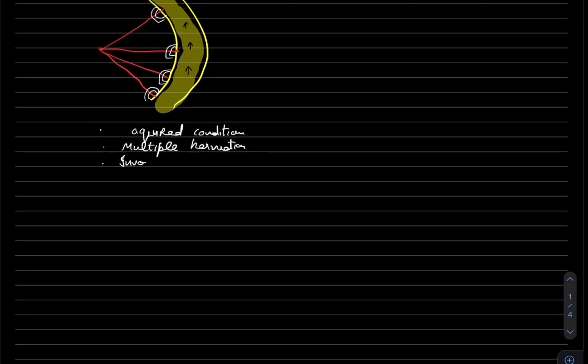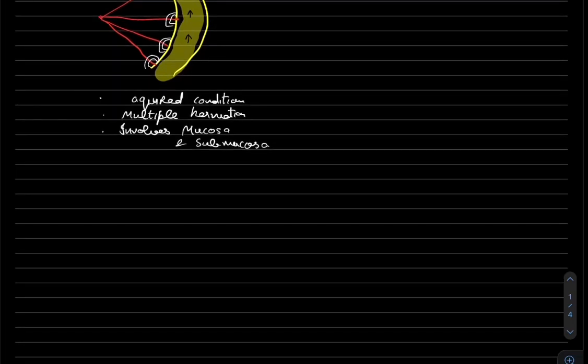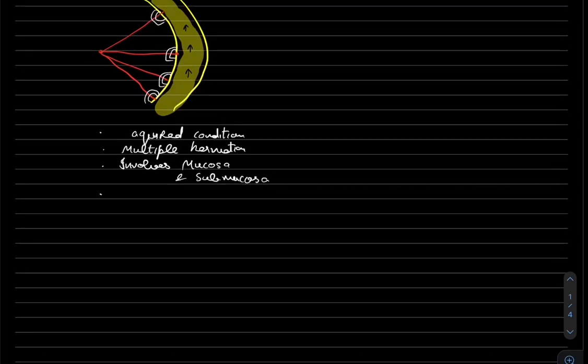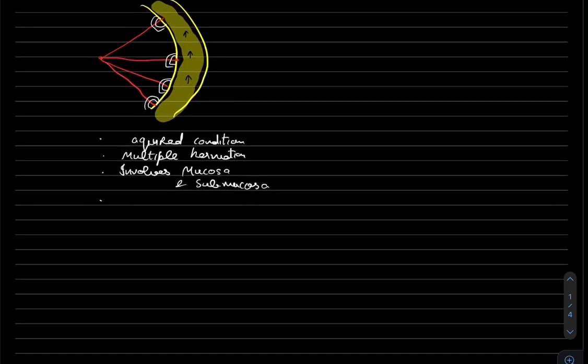The herniation involves mucosa and submucosa. That's why it is known as false. Okay, and true involves all the layers. And see, the herniation is towards the mesentery.